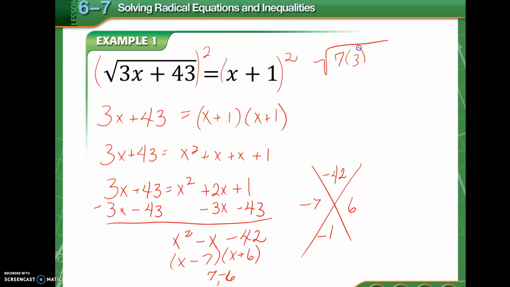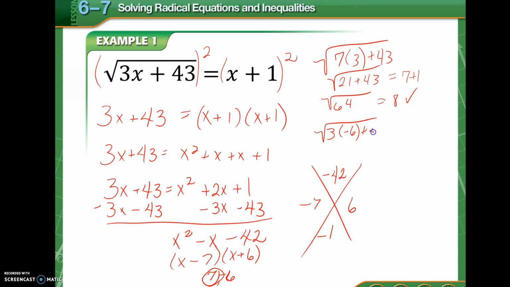7 times 3 plus 43, which is 21 plus 43. Does that equal 7 plus 1? So does the square root of 64 equal 8? And that one does. So 7 works. And I try negative 6. Does the square root of 3 times negative 6 plus 43 equal negative 6 plus 1? So negative 18 plus 43, the square root of that equals negative 5, and a square root can't ever equal a negative, so we can be done with that one, and we would just have the answer of 7. So negative 6 is an extraneous solution. All right, if you have questions, let me know.